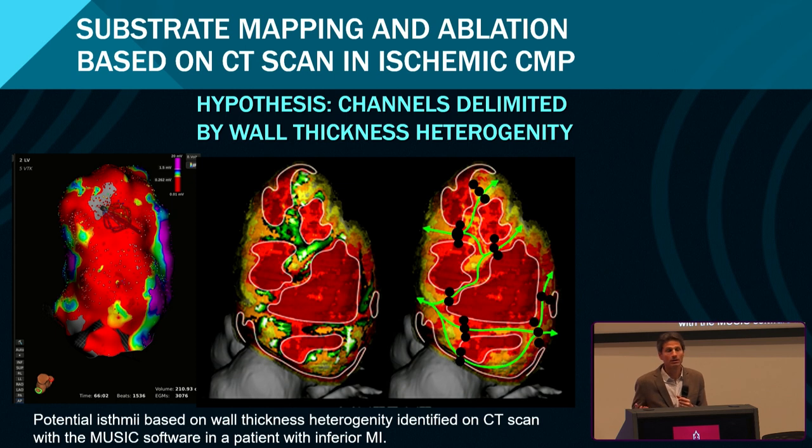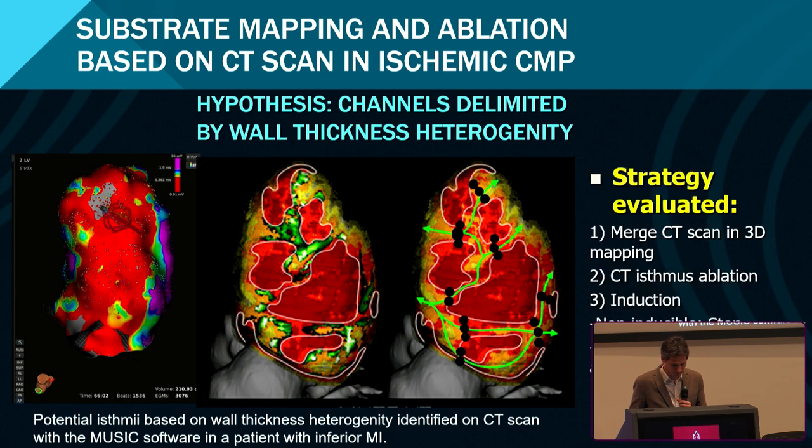The best thing is to look at the literature, with different strategies depending on centers, even though in the end they are all mixing more or less the same kind of tips to get the substrate identification. But our hypothesis was that this wall thickness heterogeneity was pretty predictive of true isthmus for conducting VT circuits.